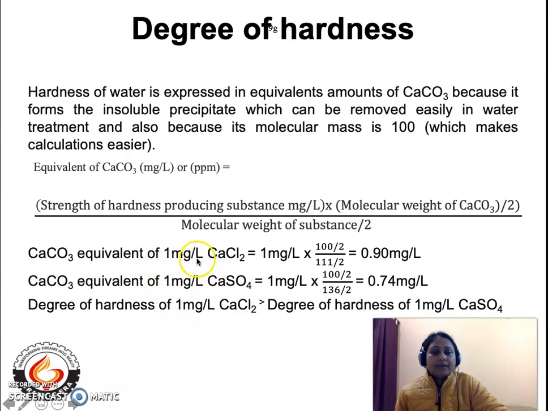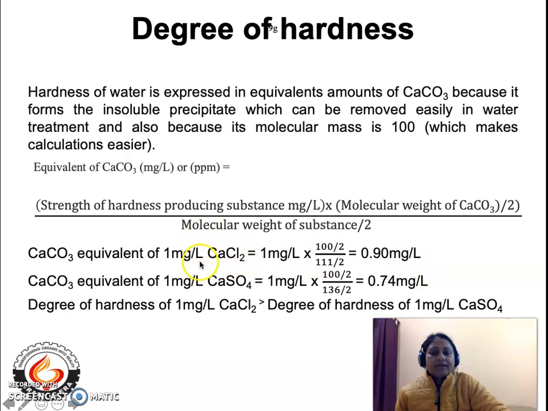So this is one numerical. We have to compare the hardness produced by 1 milligram per liter of calcium chloride and 1 milligram per liter of calcium sulfate. So 1 milligram per liter of calcium chloride is equal to 1 milligram per liter into the molecular weight of calcium carbonate, 100, divided by 2, whole divided by the molecular weight of calcium chloride divided by 2. That is 111 divided by 2. So the result is 0.90 milligrams per liter.